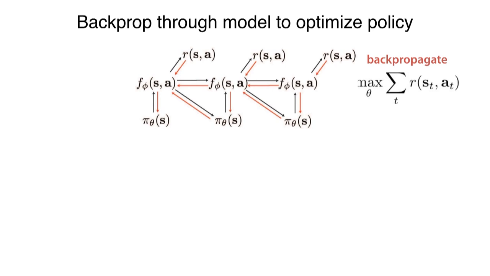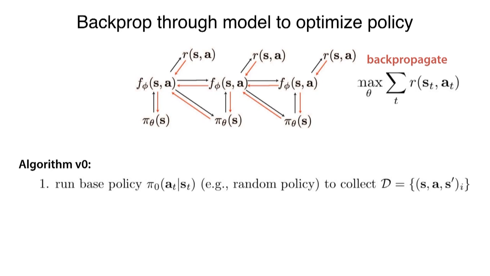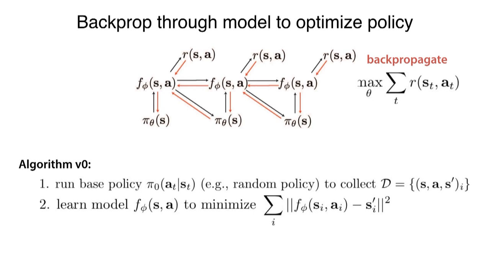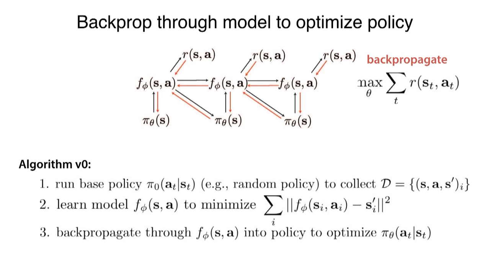This is quite simple. And what this looks like as an algorithm is first run some base policy, this could be a random policy, to collect data, learn a model using that data, using supervised learning, and then backpropagate derivatives for the reward function through your model into the policy to optimize your policy. Okay, so this is kind of the basic vanilla model-based reinforcement learning.